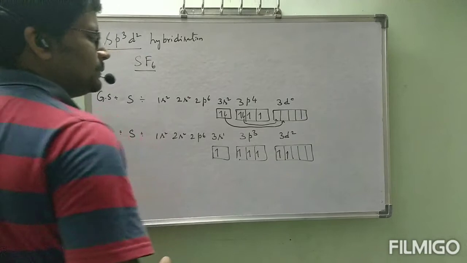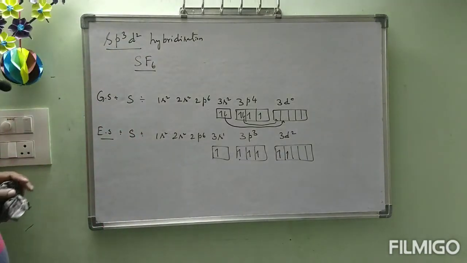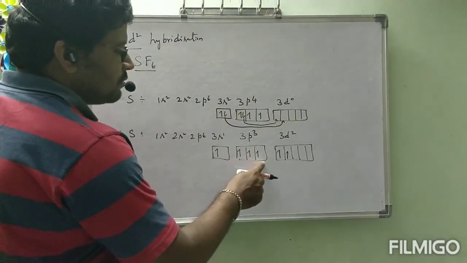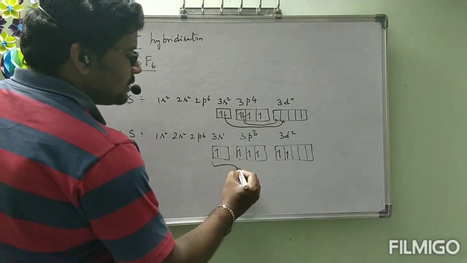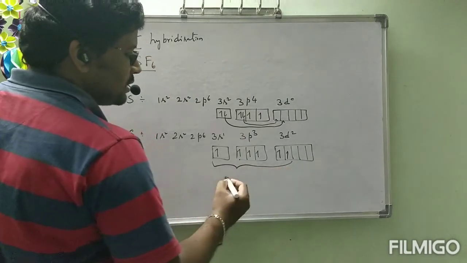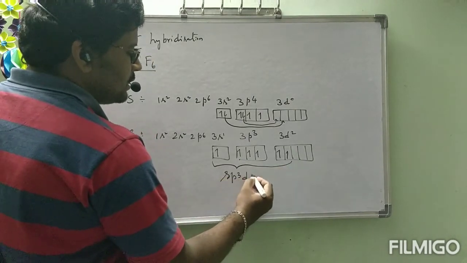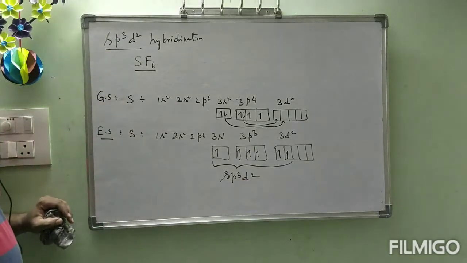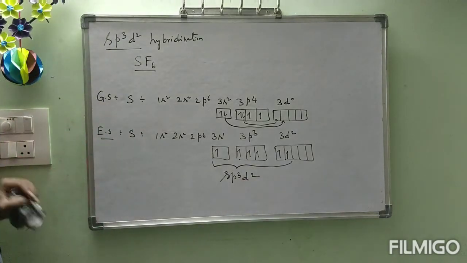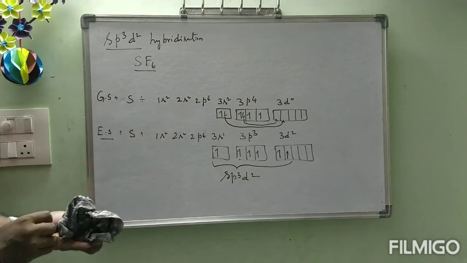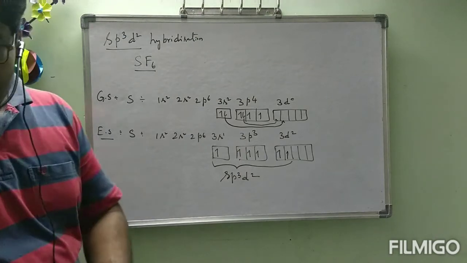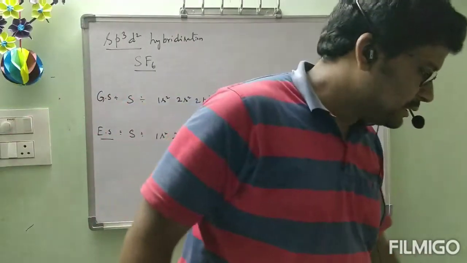Now observe how many unpaired electrons are there: 1, 2, 3, 4, 5, 6. Six unpaired electrons are there, so 1 s orbital, 3 p orbitals and 2 d orbitals will undergo sp3d2 hybridization. Totally how many hybrid orbitals will be formed? Totally 6. How will those 6 hybrid orbitals be aligned with less repulsion?